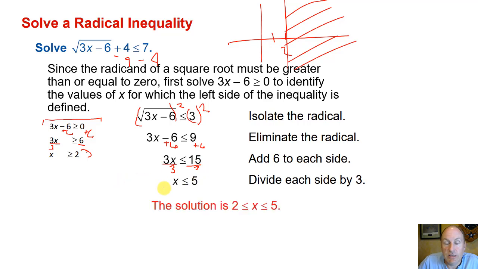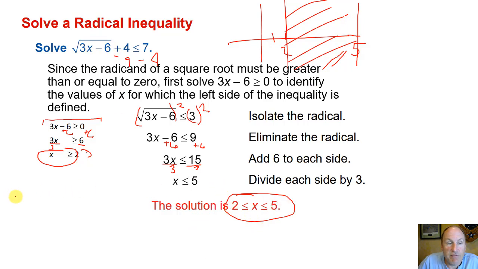The solution is the intersection of both of these. It is less than or equal to 5 and also greater than or equal to 2. It's an and, okay? So it's an intersection. So our final solution is only the values of x between 2 and 5 inclusive. Now we should probably test a number like 3 to make sure it's true.